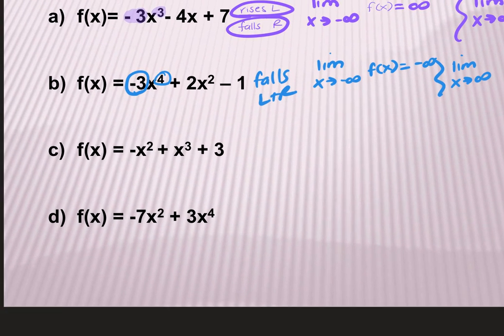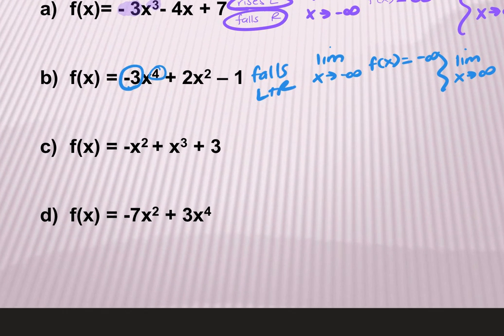Go to the next one. Highest exponent? 3, not the first one, right? What's true about the leading coefficient? Positive. So it's odd positive. So what's falling, what's rising? Falls left, rises right.